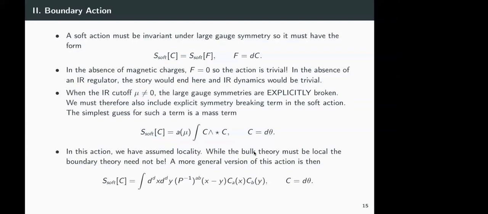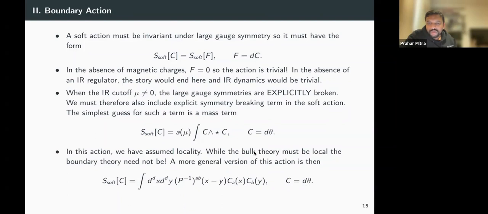Sorry, why is a global symmetry still present even if the gauge symmetry is explicitly broken? C doesn't transform under the global symmetry. Under the large gauge symmetry, C goes to C plus D epsilon, and epsilon is a constant for the global transformation. So for a global transformation, C just goes to C. So this action is sort of trivially invariant under the global transformations.